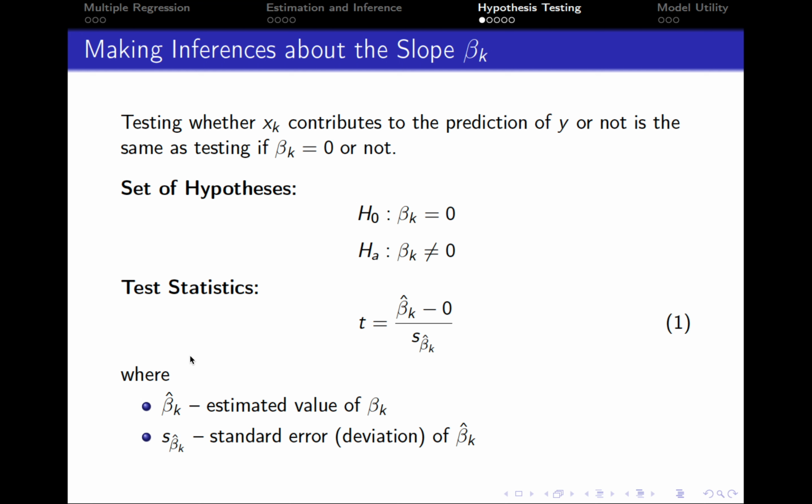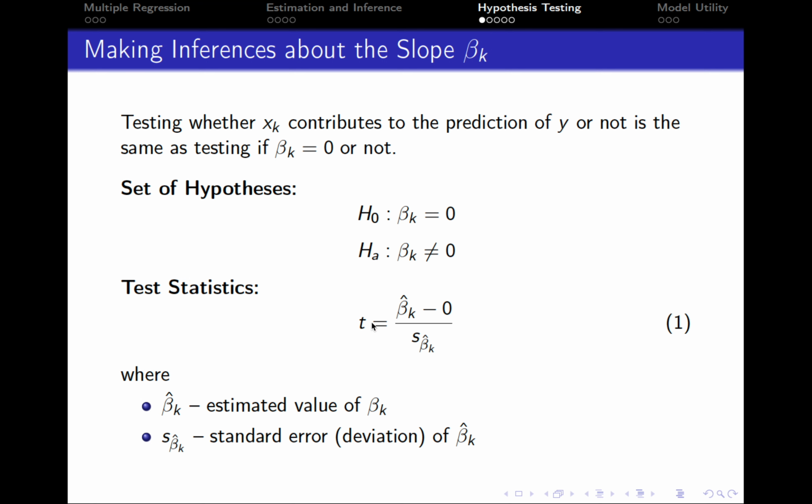Testing whether some independent variable x contributes to the prediction of y or not is the same as testing whether the estimated coefficient at this variable is equal to 0 or not. To do that, as always, we need to formulate two hypotheses, the null and alternative. So the null hypothesis is that the parameter beta is equal to 0, and the alternative hypothesis is that it is not equal to 0.